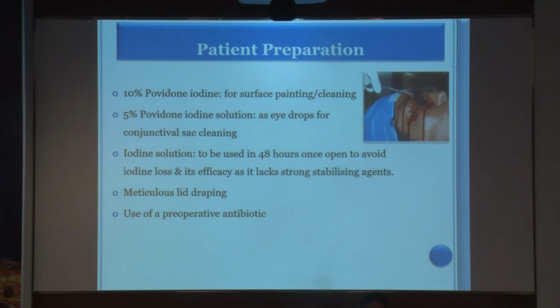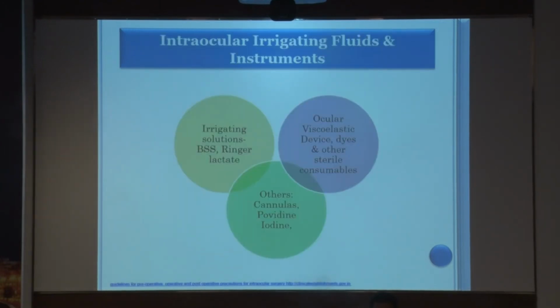But the basic idea is that 1 minute of povidone iodine 5% in the cul-de-sac is the key to prevent infection. That is the most important thing. You can leave aside all the pre-operative antibiotics, etc. And of course, meticulous lid draping, because lashes and so on should all be properly draped so that they come under the drape.